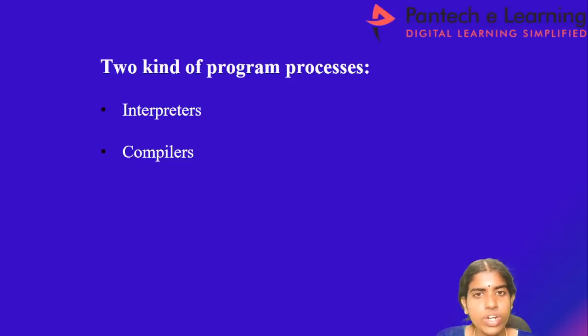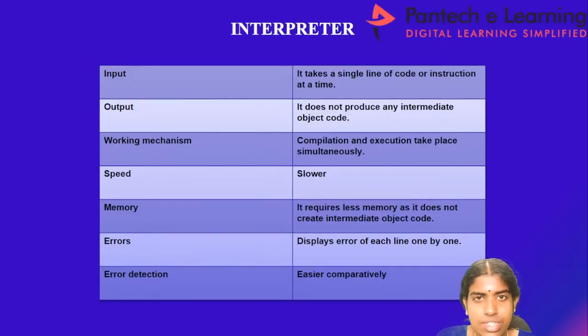And we have two different kinds of programming processes. One is called an interpreter and one more is called a compiler. These two are the different kinds of programming processes. So what do you mean by a programming process?